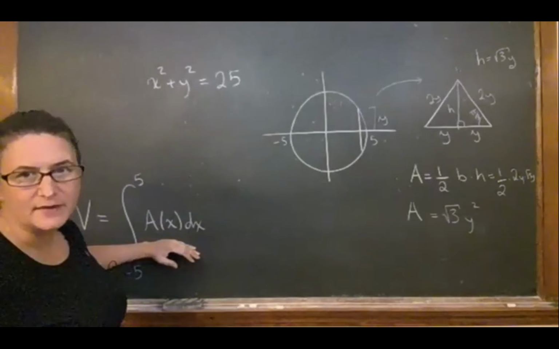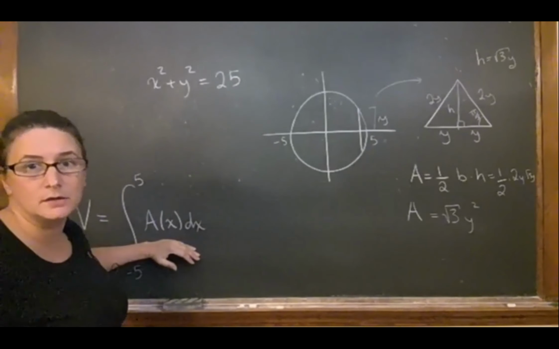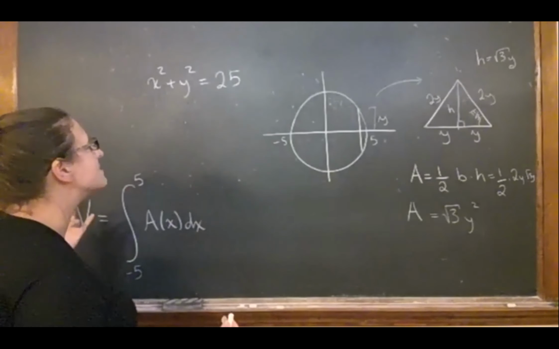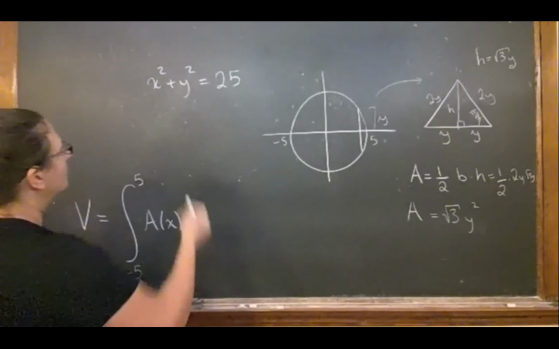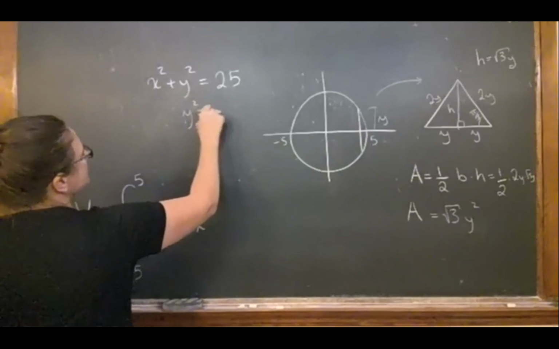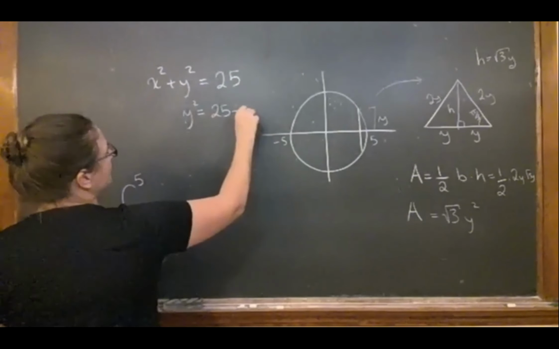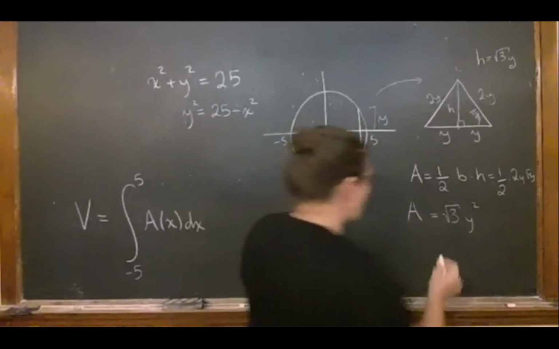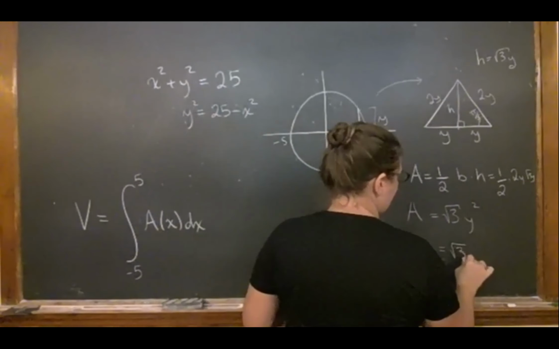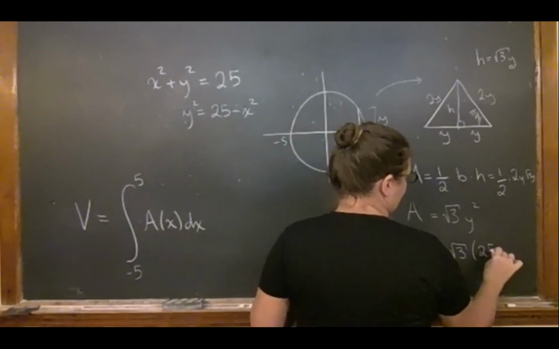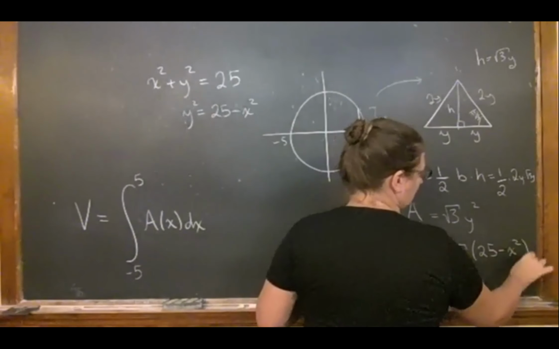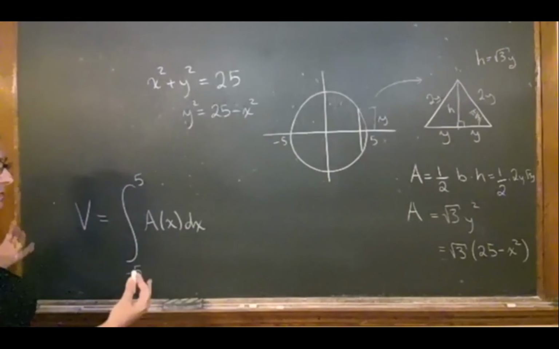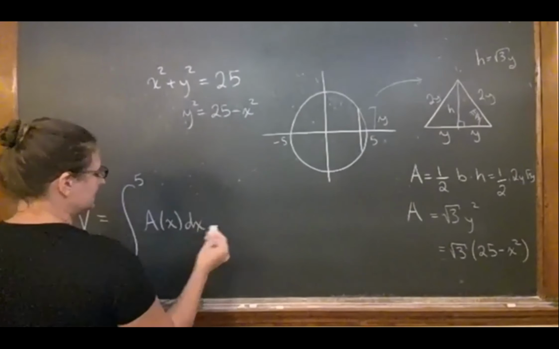But I need it in terms of x, because I'm integrating with respect to x. So that's not that bad, right? Y squared is 25 minus x squared. I can solve for y, or I can just solve for y squared, because it's y squared here. So this is square root of 3 times 25 minus x squared. Okay? Now I put that in, there you go.